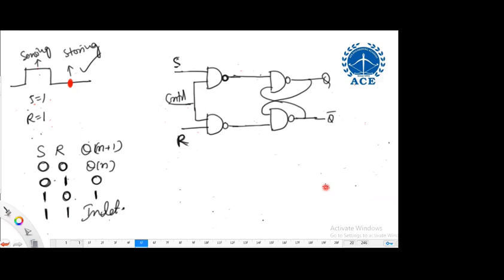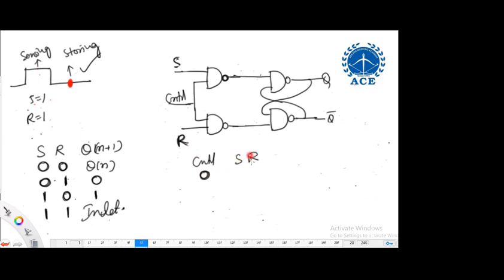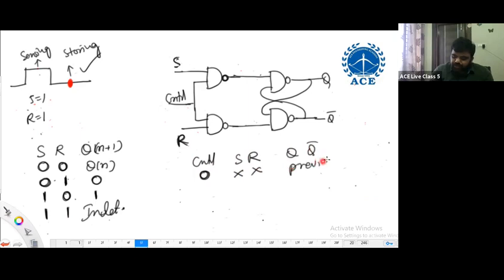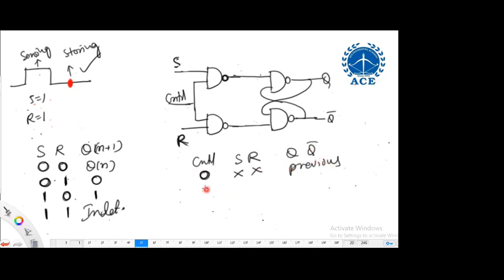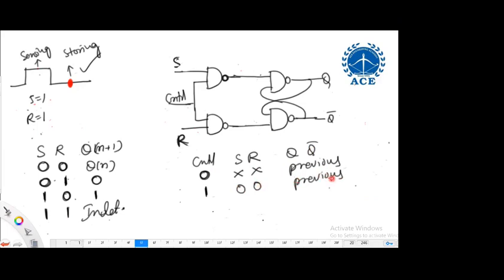For control 0, sir, for control 0, the answers for Q bar are the previous cases. Yes, previous. And then next, C equals 1 for SR 0, the Q bar answer is previous. For the second case, you are saying that this case is for modifying.